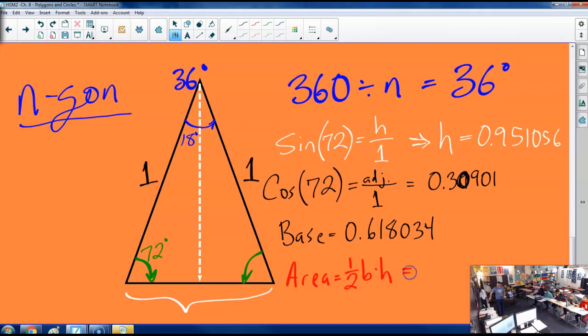Oh, I did something silly. I don't need this, because I have half. Well, this will be useful for perimeter. Oh, I got that too. That means that I did it right. So if this is half my base, I just do that times the height. So really, cosine of 72 times sine of 72.